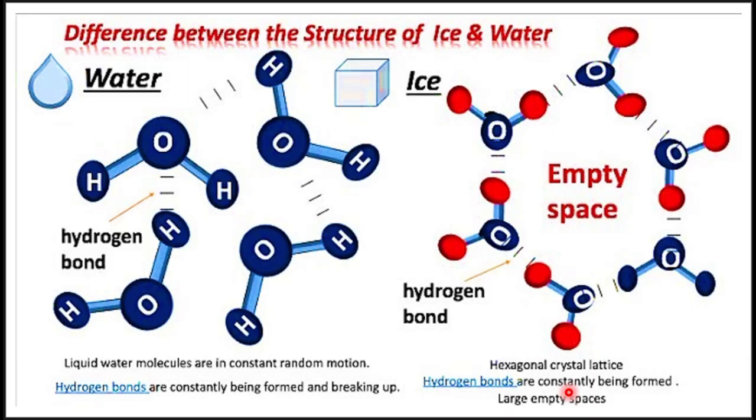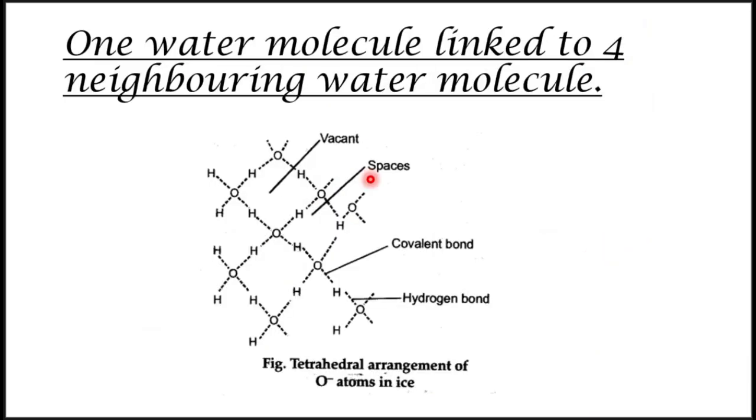Hydrogen bonds are constantly being formed, with large empty spaces. This is the description. But in liquid water, the molecules are in constant random motion. Hydrogen bonds are constantly being formed and breaking up. There will be formation and breaking up of hydrogen bonds simultaneously. But in ice, the hydrogen bonds are formed. There is no breaking. So it will have a rigid structure. So you can see, this is the structure of ice.